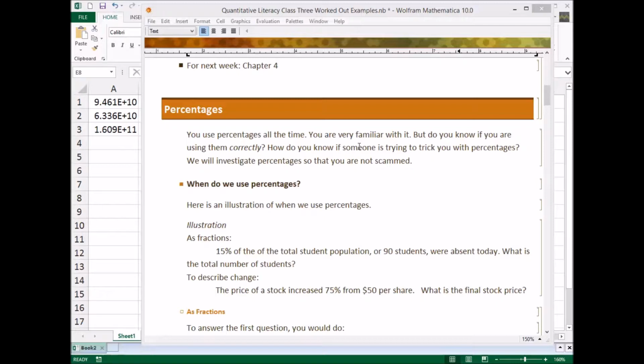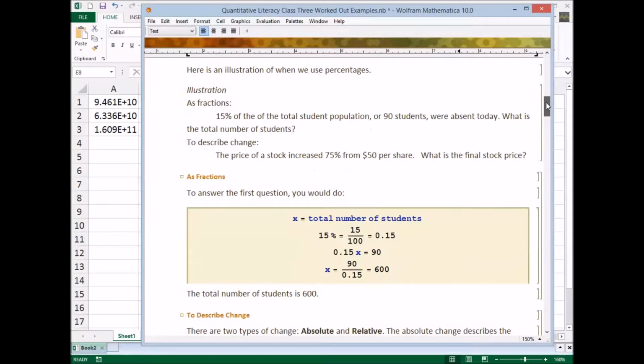Okay? When or how do we use percentages? Well, let's take a look at some of the examples. We use percentages as fractions or decimals. Say a question is: 15% of the total student population, or 90 students, were absent today. What is the total number of students at this particular school?